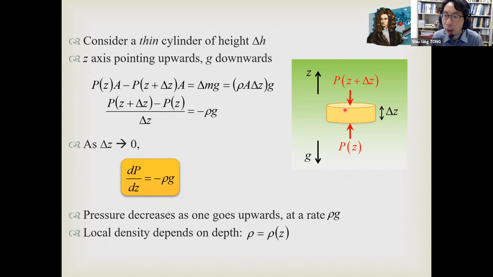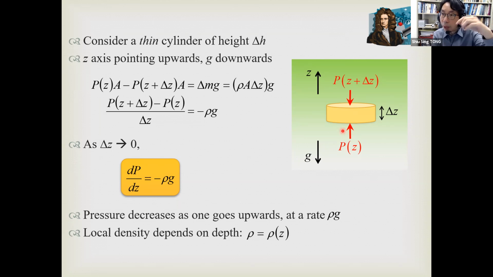And in deriving that, we noticed we use the balancing of the weight of the fluid by the difference in pressure. We imagine a small cylinder. A small cylinder has a certain weight because of the fluid. So the weight of the fluid has to be balanced by the pressure acting on it.